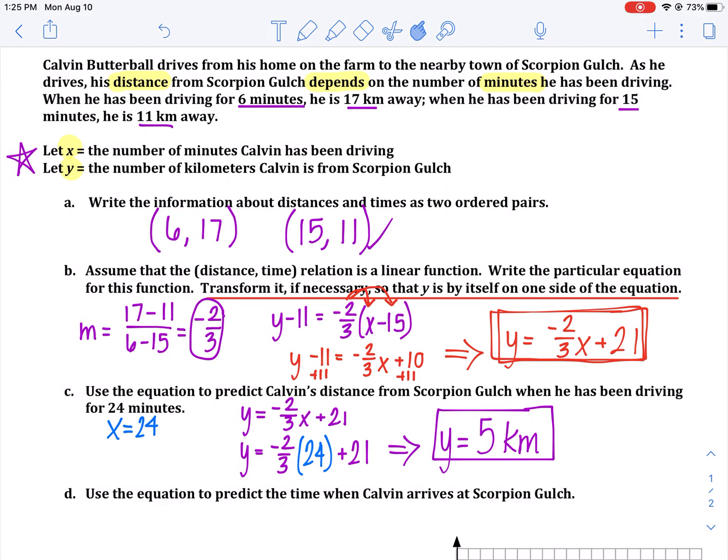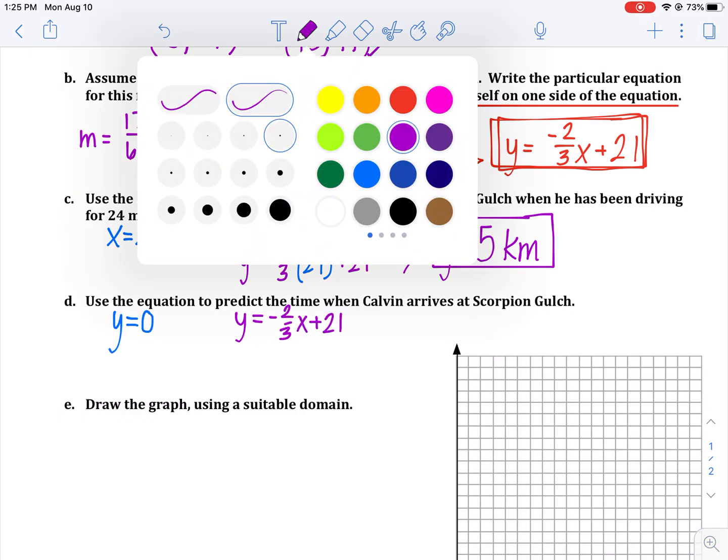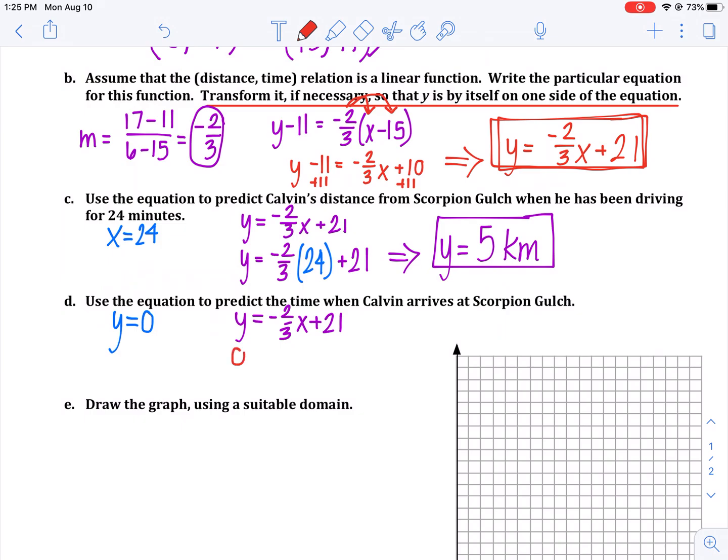He's been driving 6 minutes, he's only 17 kilometers away. As he drives 15, he's only 11 away. Notice as the time increases, the distance away decreases. That should make sense. You're trying to figure out when you get there. In other words, when your distance is 0. So take that equation from above, the one in red. This time substitute in 0 for your y value now, because you know where you are. And this time you're solving for the time.